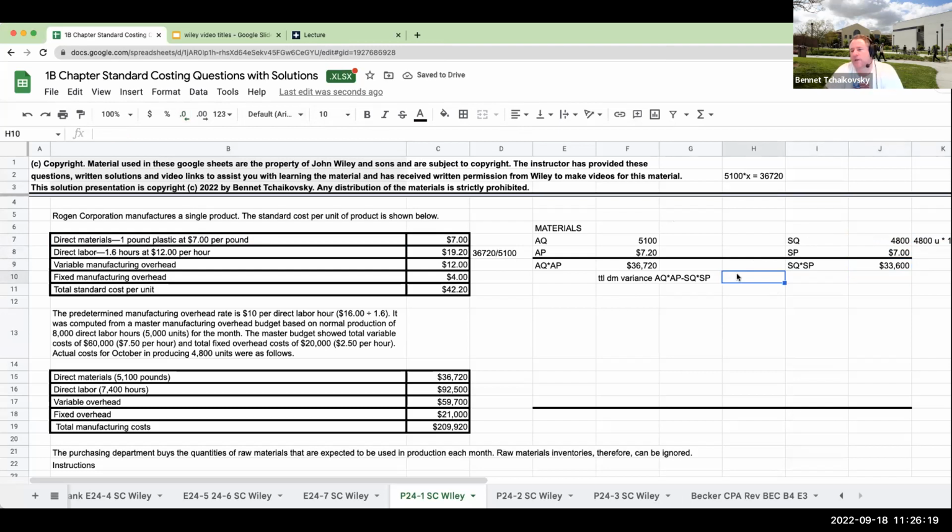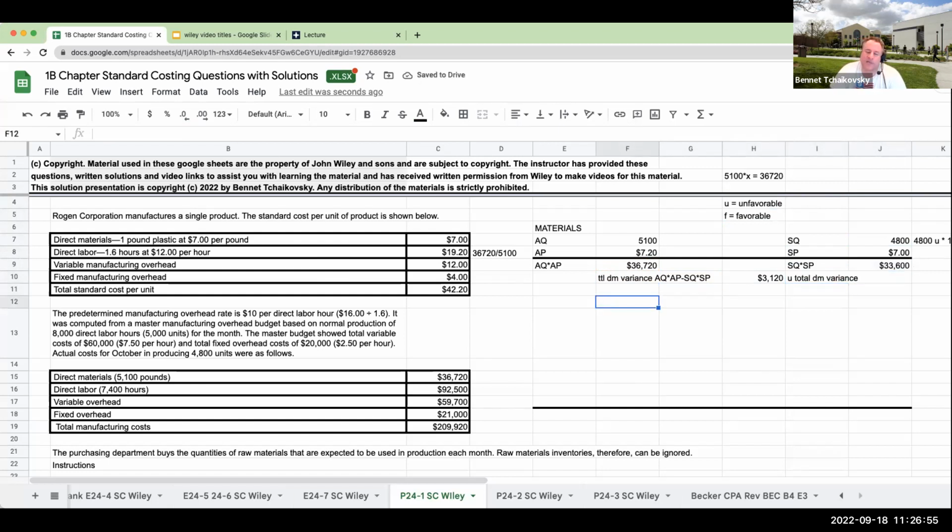So my total variance, I spent more than I should have. And let's look at this. On a per pound basis, I was 20 cents higher. On a materials basis, I was 300 pounds higher. Throughout this, as we're looking at all of our variances, when we have a variance, U is going to be unfavorable and F is going to be favorable. So when I look at this here, 36,720 less 33,600, this is going to be an unfavorable total direct materials variance.